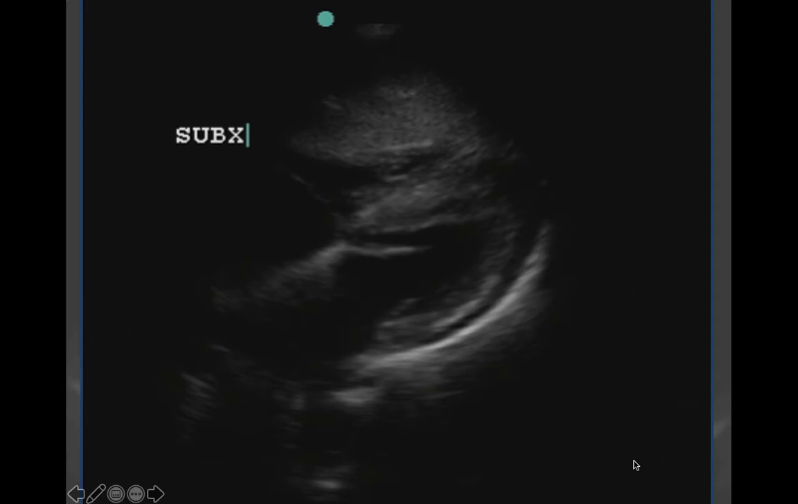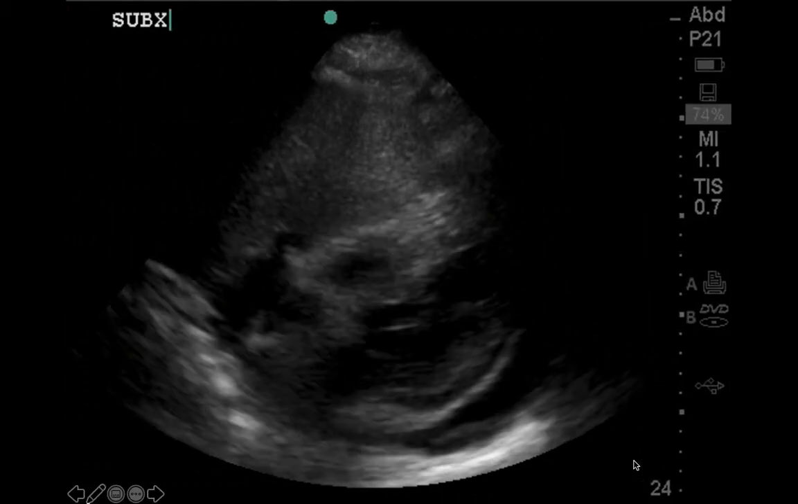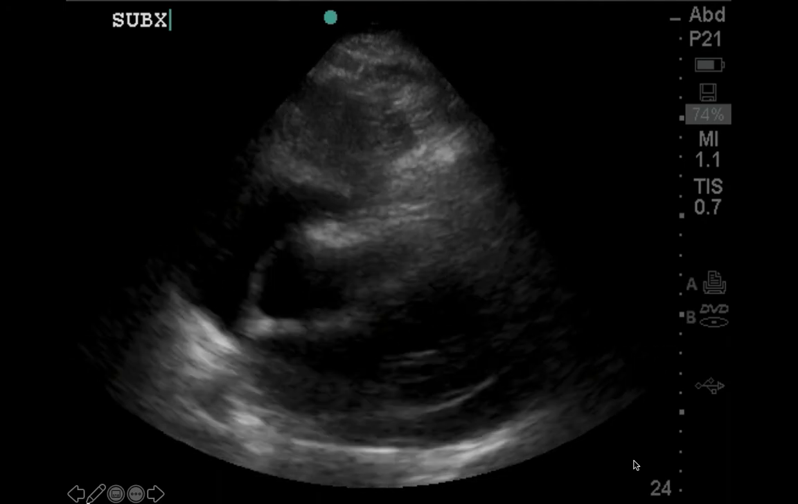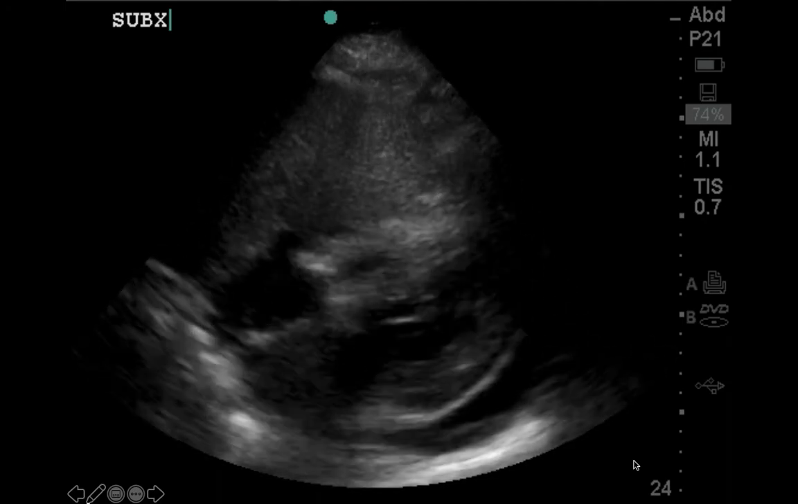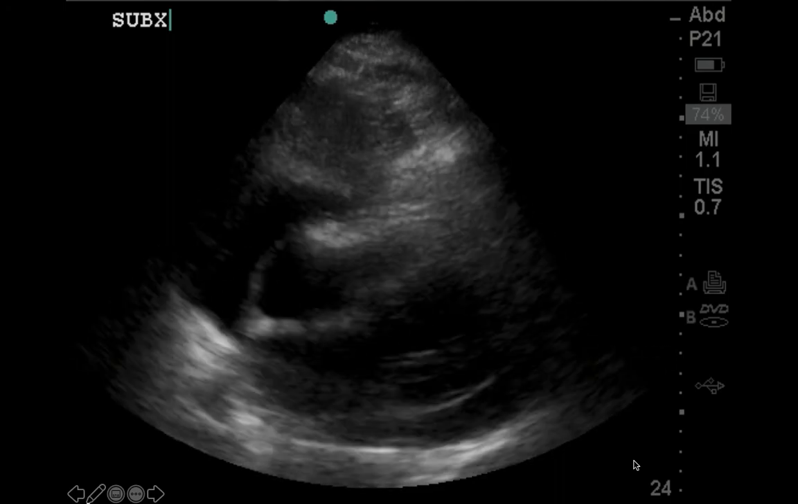Here's a still image of the subxiphoid view of the heart. Notice that there's black fluid lying between the hyperechoic myocardium and the pericardium. This is a small pericardial effusion. Here is a video of a heart in a subxiphoid plane. You'll note that there is a black anechoic area surrounding the entire heart, which indicates a pericardial effusion.